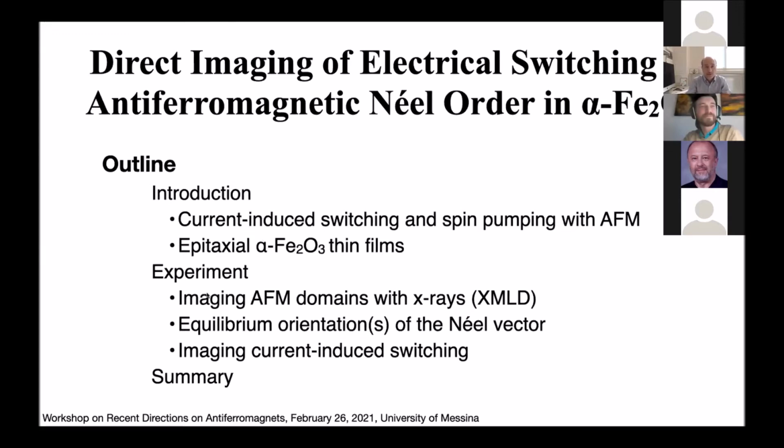The experiment is that we apply electrical pulses while we do XMLD. And we found a number of surprises. One is we can also look at the equilibrium orientations of the Néel vector, and I'll tell you about that. And then we can image what happens when we switch domains, when the scale of the structure is on the scale of the domain size in the antiferromagnet. And then I'll summarize our findings.